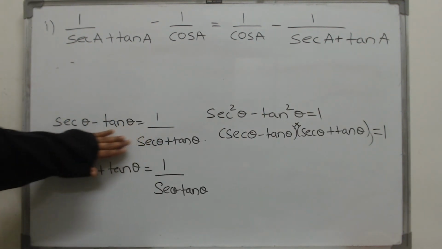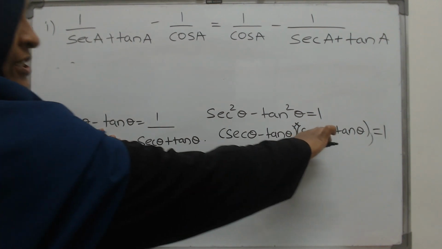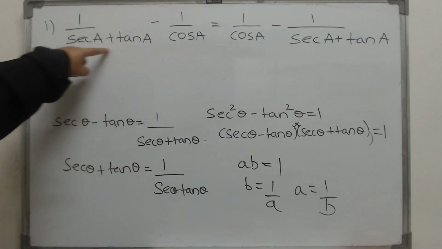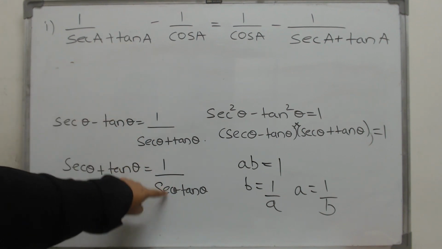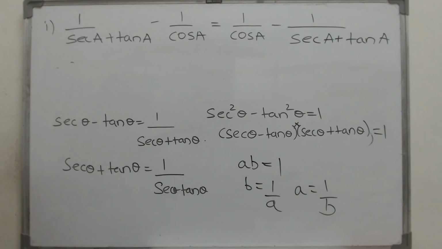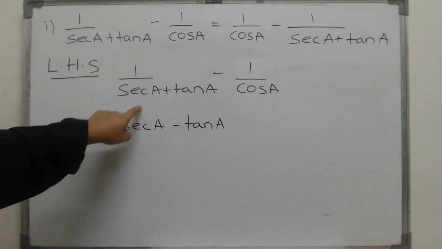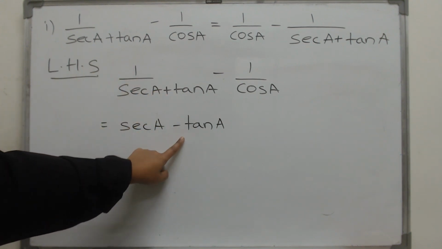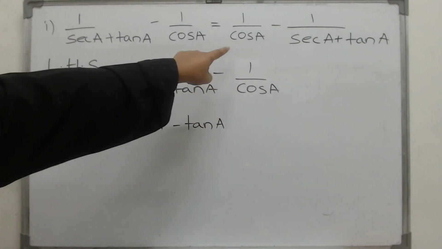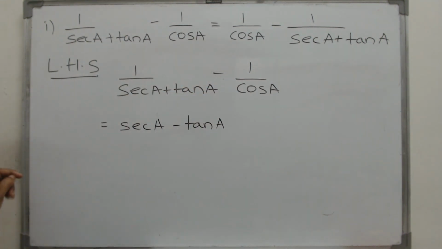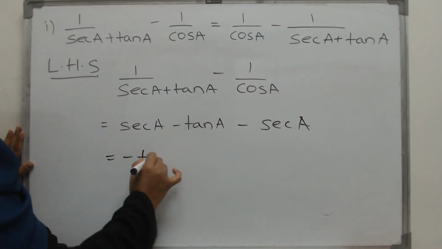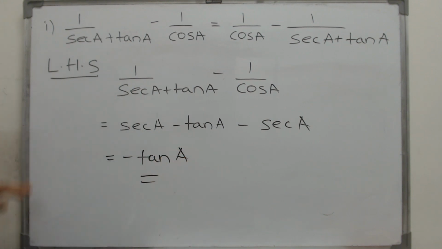So here in the first step, what have we done? We have just taken this to the opposite side. Now, how does this benefit us? You see this term here, and you see this term here, and you see how it is going to be connected. Instead of 1 by secant A plus tan A, we will change it to secant A minus tan A. And what is 1 by cos A? What is the reciprocal of cos? It is sec. So there, what is left? Just a minus tan A is what your LHS gets reduced to.